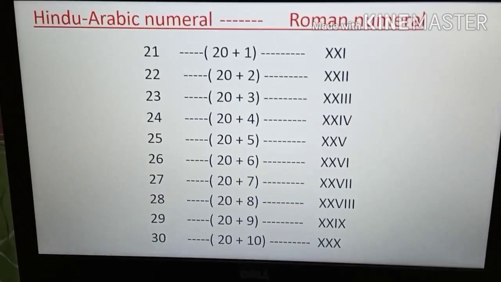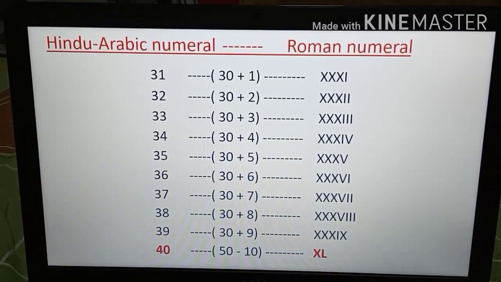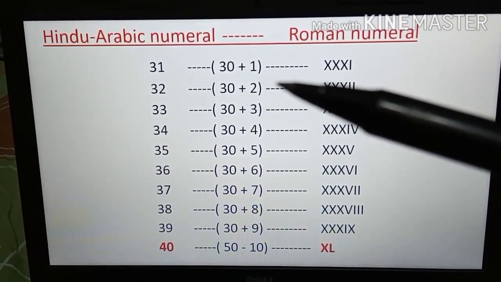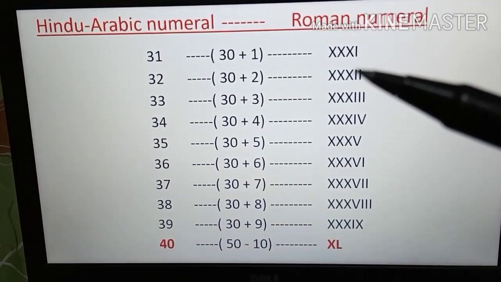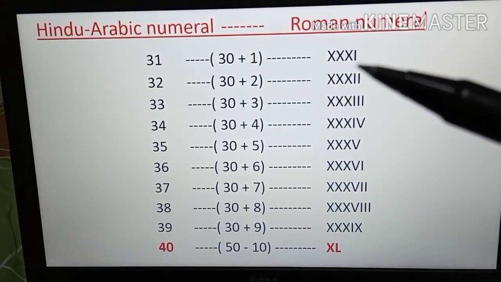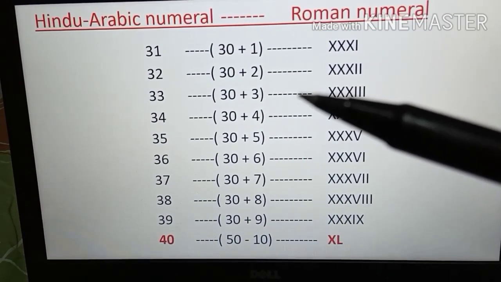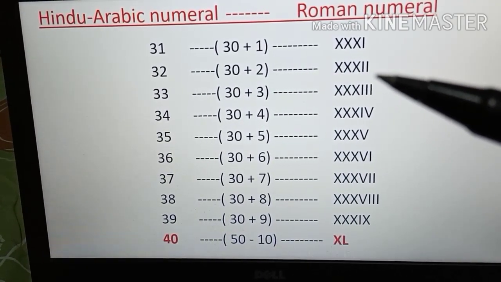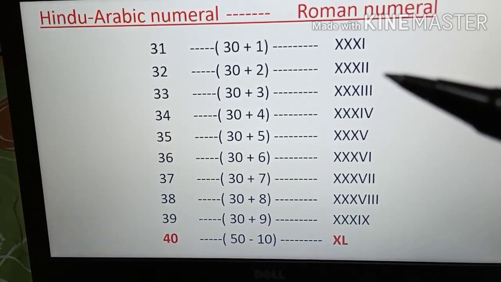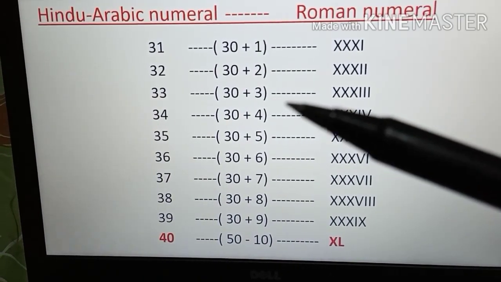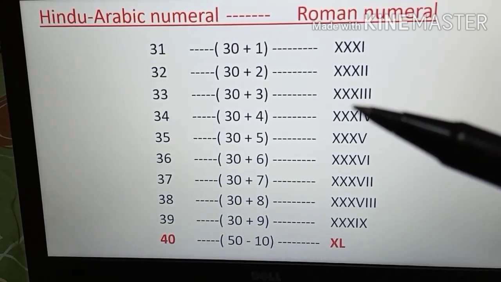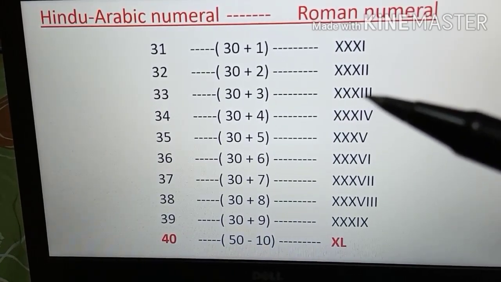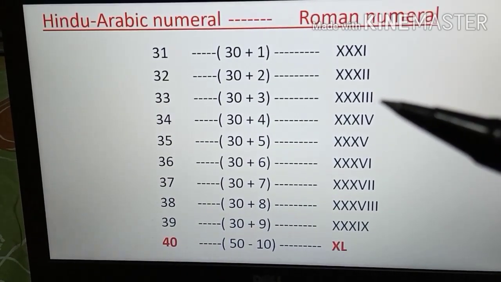Now we move from 31 to 40, children. You may see I am starting here with 31. 30 plus 1, for 30 triple X, and for 1, I, so XXXI. 32, 30 plus 2, so XXX means 30, and II means 2, 32. For 33, 30 plus 3, 30 is your XXX, and for 3, III. Isn't it? 1 plus 1 plus 1, that is 3. 33.